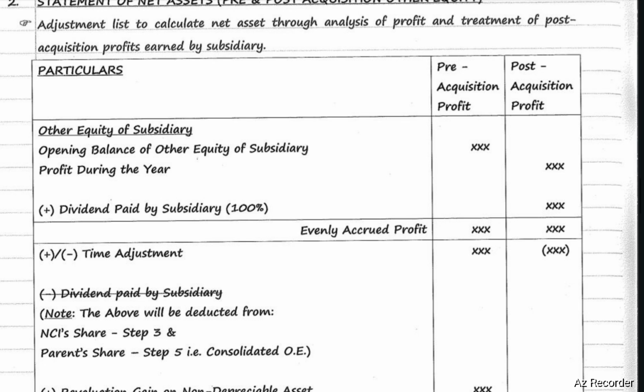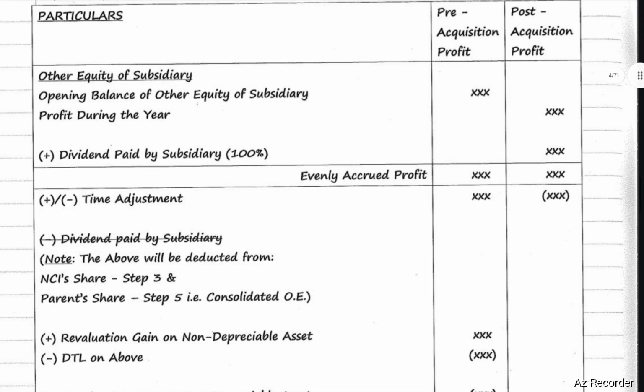We will calculate evenly accrued profit, both in case of pre-acquisition profit and post-acquisition profit. Plus or minus time adjustment will be done. Deduct from post-acquisition profit and add to pre-acquisition profit.